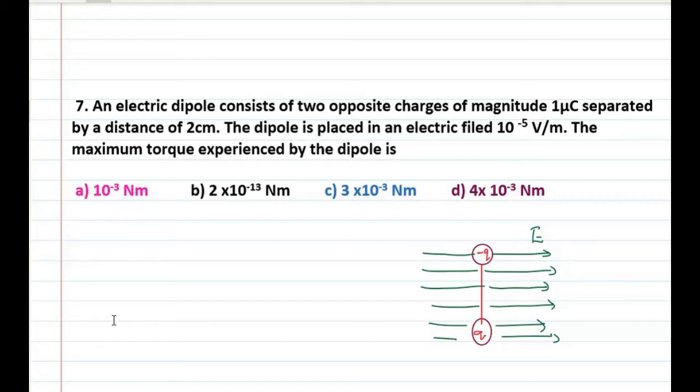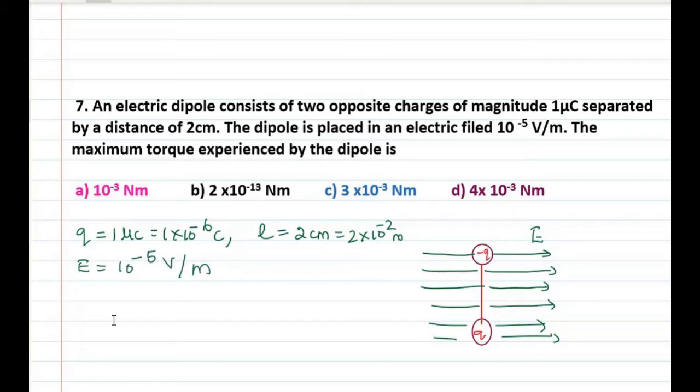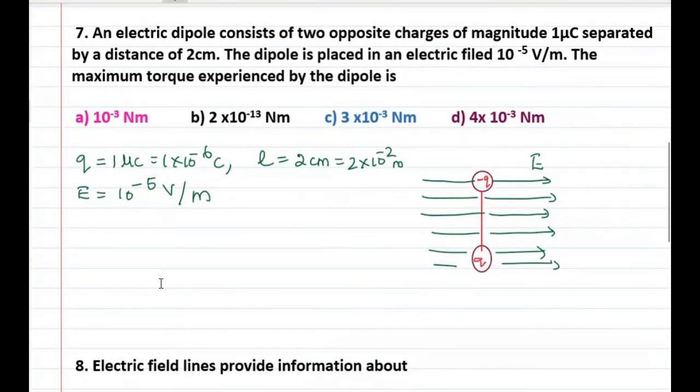So what are the given values? The charge value is 1 microcoulomb, which is nothing but 1 into 10 to the power of minus 6 coulomb, and the distance they have given us, L, is equal to 2 centimeter, which is equal to 2 into 10 to the power of minus 2 meter, and the electric field E is equal to 10 to the power of minus 5 volt per meter. Okay, so now what is the formula for the maximum torque on a dipole in an electric field? Tau maximum we have to find out.